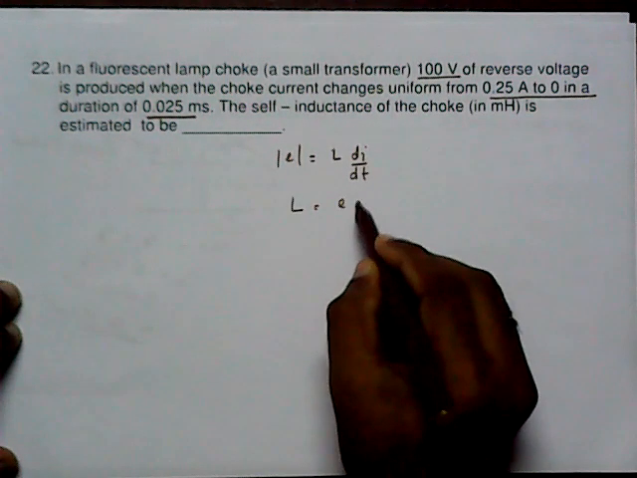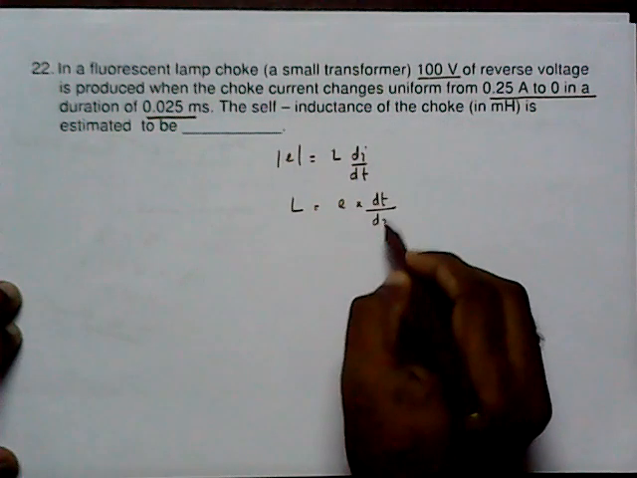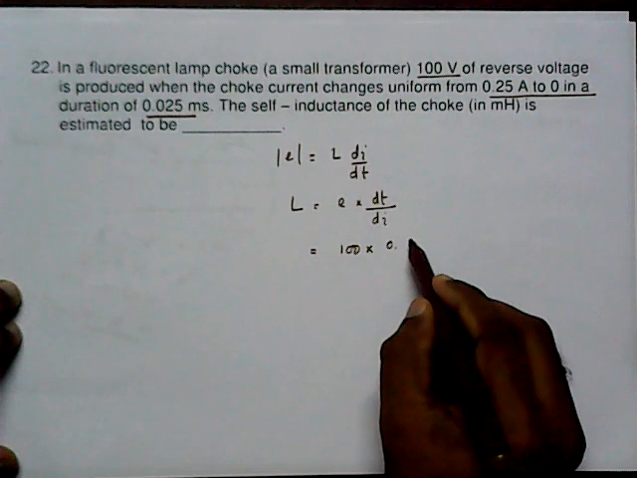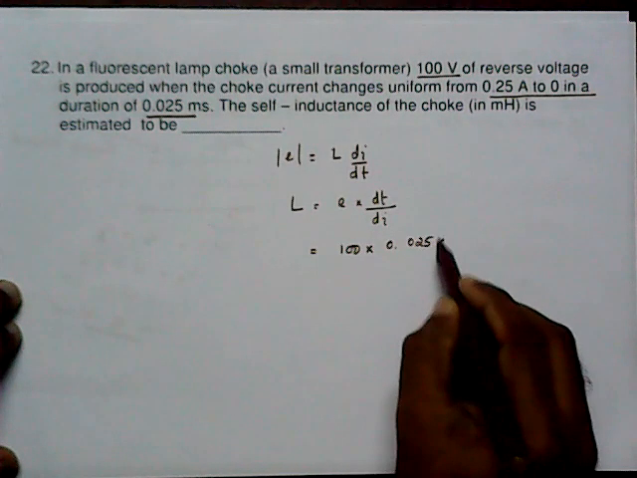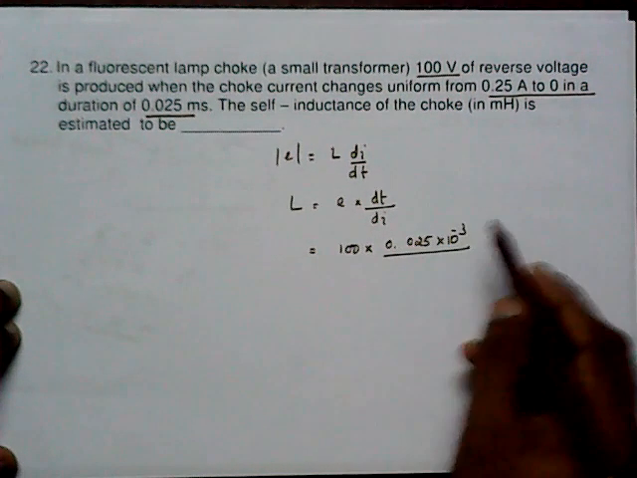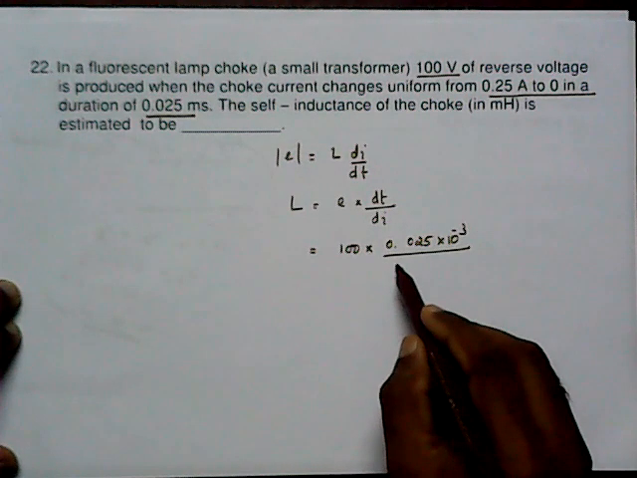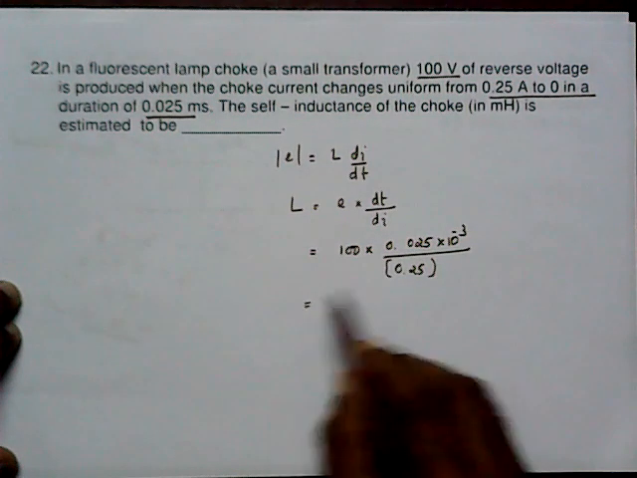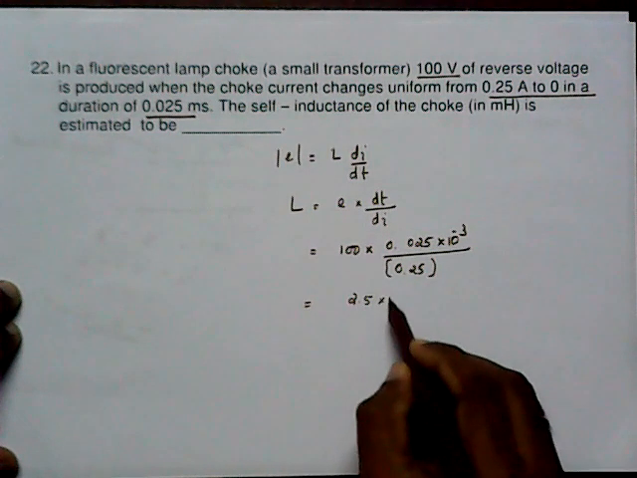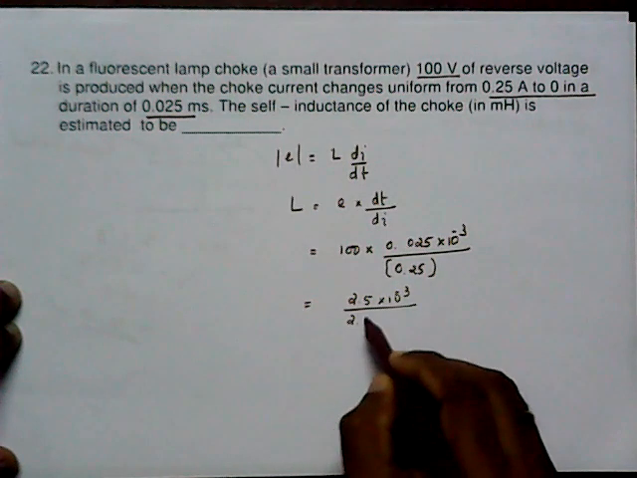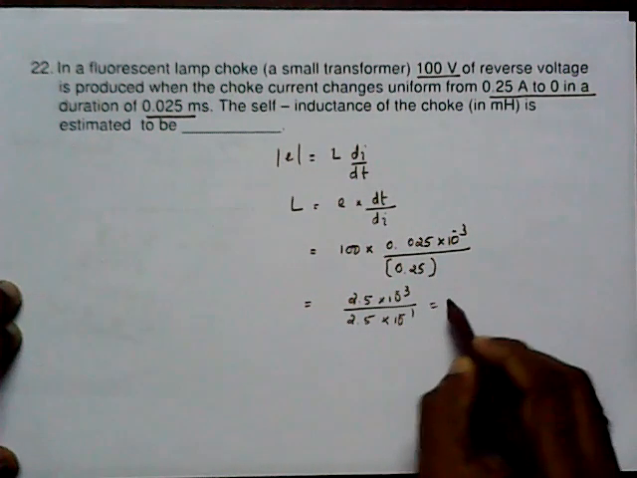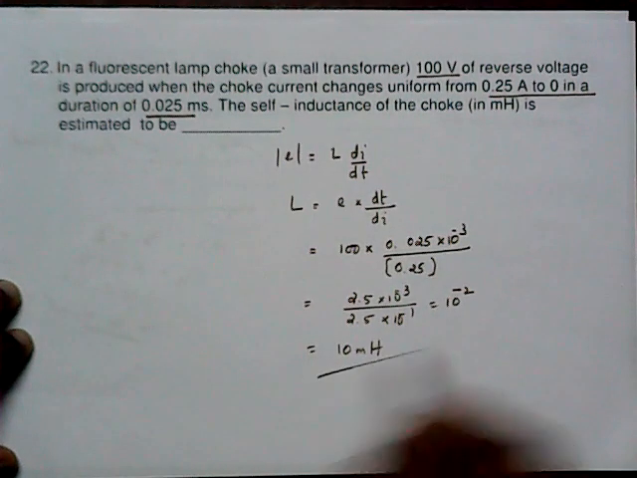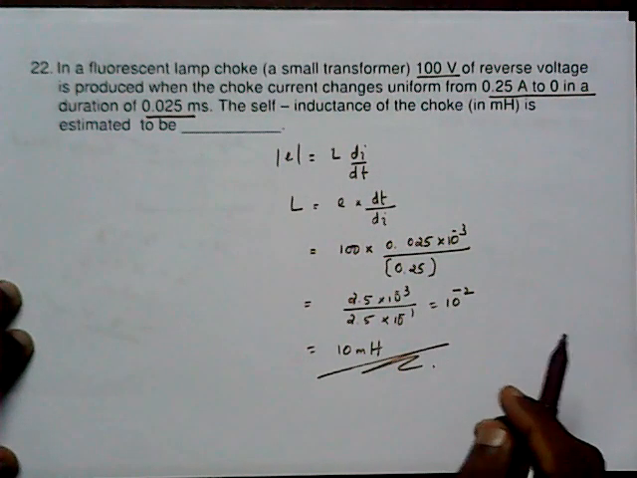Our aim is to find what is L. So that is equal to E into the time division by the variation in current, which is equal to 100 into, the time is given as 0.025 into 10 raised to minus 3, by the current changes from 0.25 to 0, so 0.25. So that we can write as 2.5 into 10 raised to minus 3 by 2.5 into 10 raised to minus 1. So you get the value as 10 raised to minus 2. So we can say it is equal to 10 millihenry. So that is the answer.